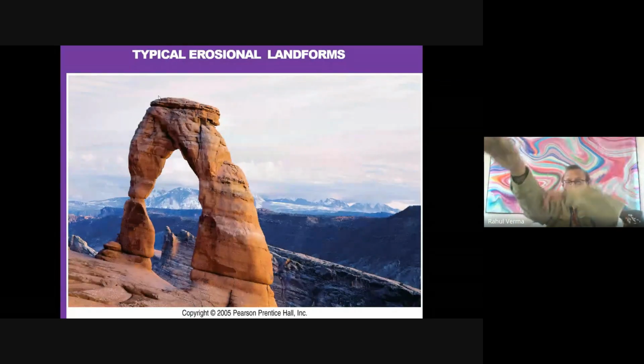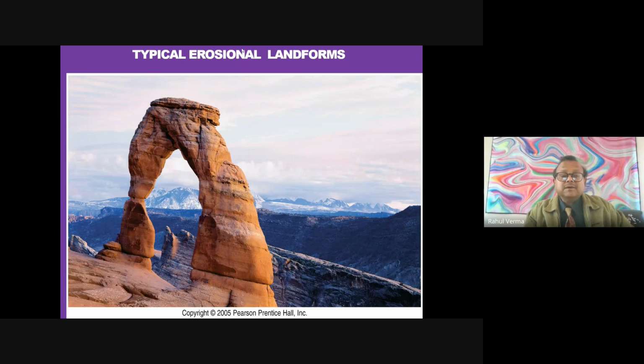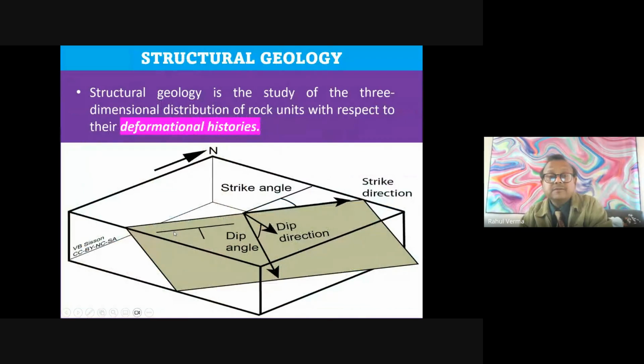See, this is beautiful. This is the erosional landform made by desert wind. You can see these are sedimentary rocks, and the wind action took this part away. Now you can see a window.